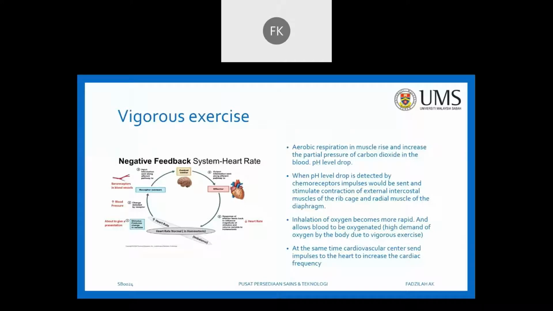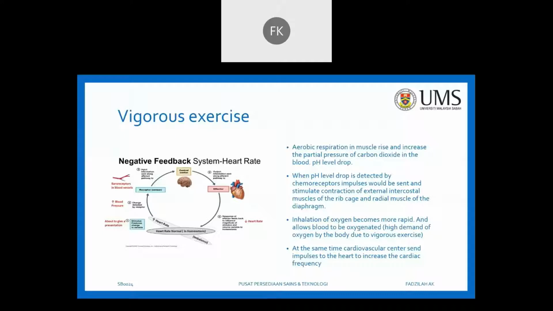Detected by the chemoreceptors, impulses would be sent and stimulate the contraction of the external intercostal muscles of the rib cage and the radial muscle of the diaphragm. The muscle is the more mechanical part. The sensor is first detected by your medulla oblongata, the center of your nervous system. The chemoreceptor first, this one is your coordination. But the impulse will be sent to the muscle, to the mechanical progression to exhale carbon dioxide and inhale oxygen.